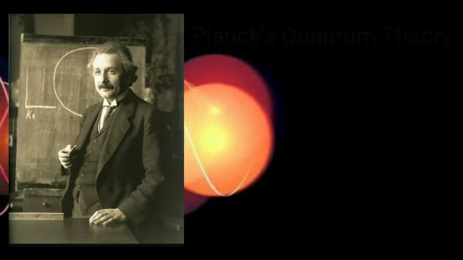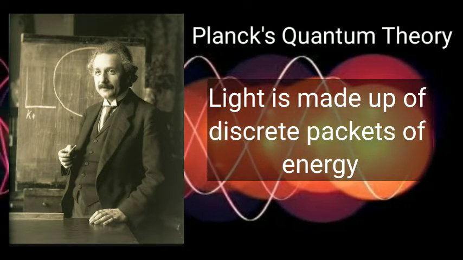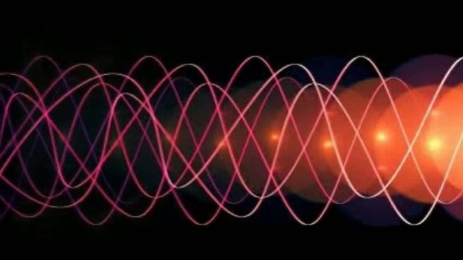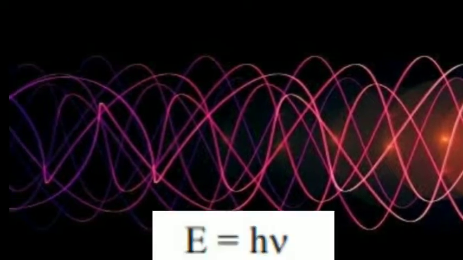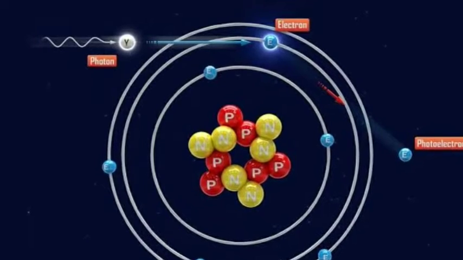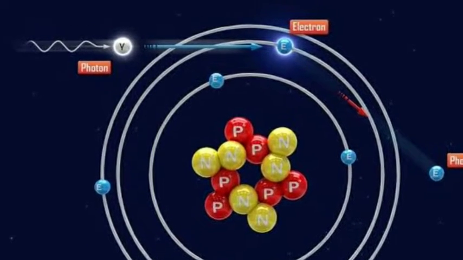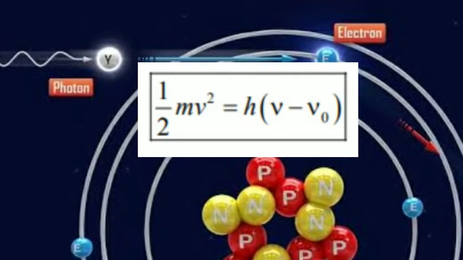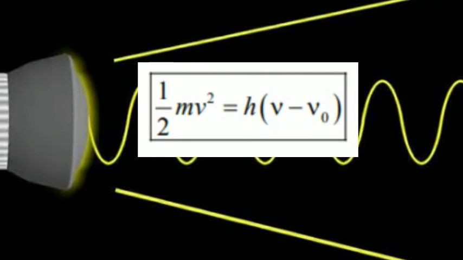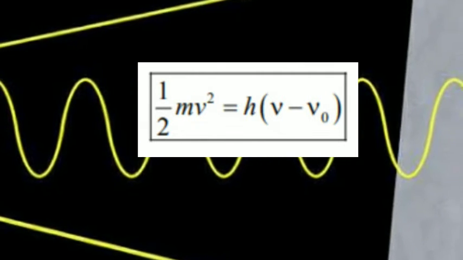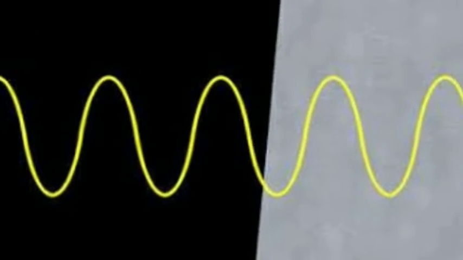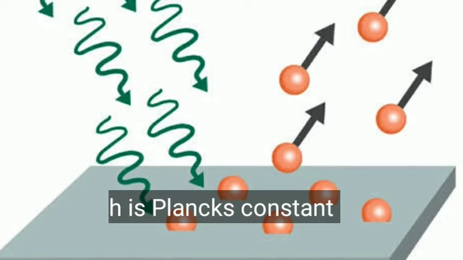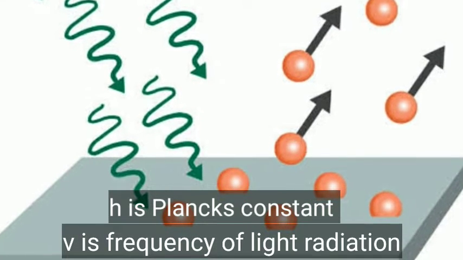Einstein used Planck's quantum theory to explain the photoelectric effect. According to Planck's theory, light is made up of discrete packets of energy called photons. Each photon has an energy equal to h times nu. The electron in turn uses this energy to overcome the threshold energy barrier of the metal atoms and to increase its own kinetic energy, that is, half mv squared. That is, h nu is equal to h nu naught plus half of mv squared, where h is Planck's constant and nu is the frequency of light radiation.